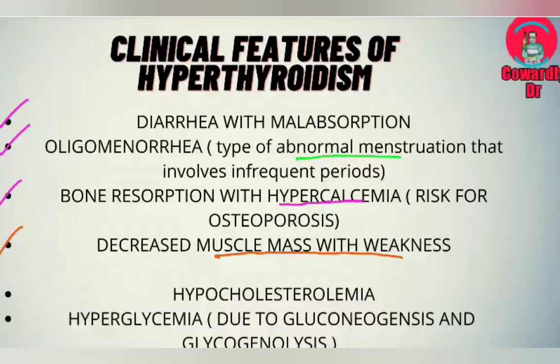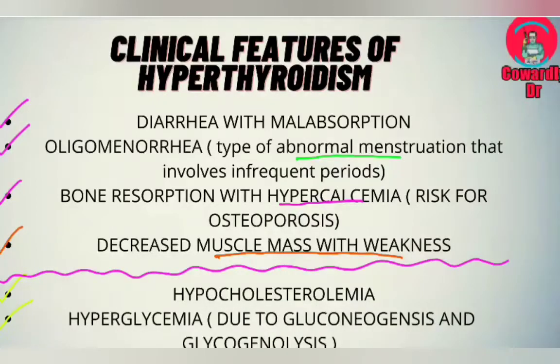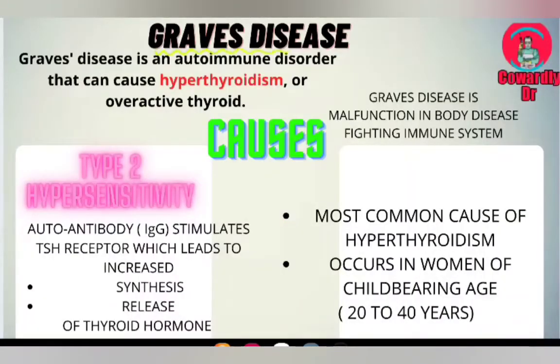We can see hypocholesterolemia as well as hyperglycemia. Now the important point, the main clinical features are these two. These are very important high yield points. Now the hypocholesterolemia as well as the hyperglycemia are due to increased gluconeogenesis as well as glycogenolysis.